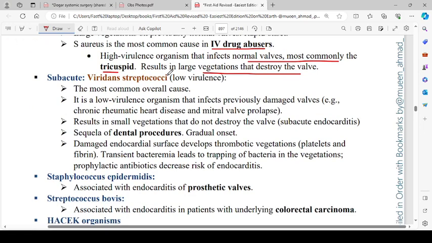Subacute viridans streptococci. Just give me a second.